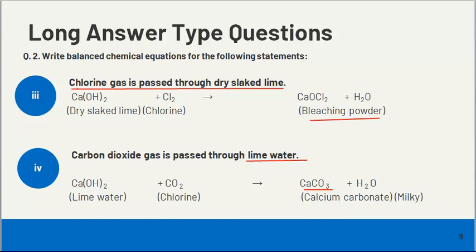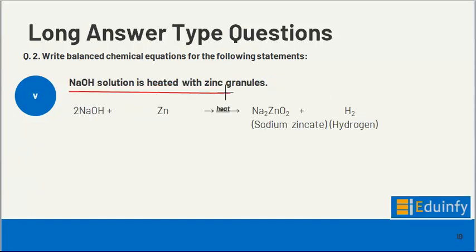So this is a balanced equation. Moving to next question. Sodium hydroxide solution is heated with zinc granules. When sodium hydroxide is heated with zinc granules, it forms sodium zincate, that is Na2ZnO2. Sodium zincate, and hydrogen is liberated. So to balance this equation, we add 2 sodium hydroxide.